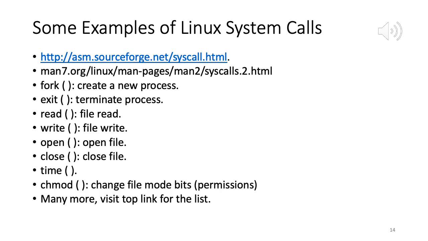If I click on that, it will give me a list of system calls. What are some examples? Fork, to create a new process, if you want to create a new program. Exit, to end a program. Read for file read, write for file write, open and close for opening and closing a file, time, chmod for changing file mode bits, and many more. So you can see the pattern. Each of these corresponds to some OS service or the other.